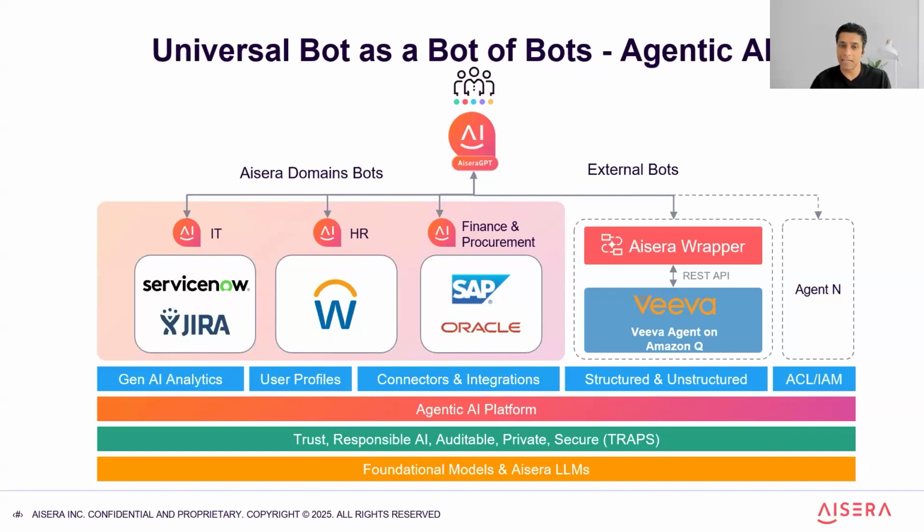What the universal bot does is understand the question being asked and then route that service request to the specific bot that is able to handle it. So users don't have to worry about which bot to go to. You go to one agent, and from there, that agent routes the request to sub-agents that are more specific to the task or the domain it's dealing with.